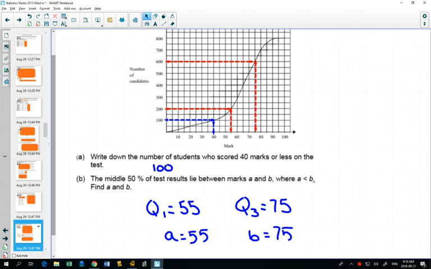Where do those numbers show up? Well, we had 800 students in total. 25% of 800 is 200. 75% of 800 is 600.